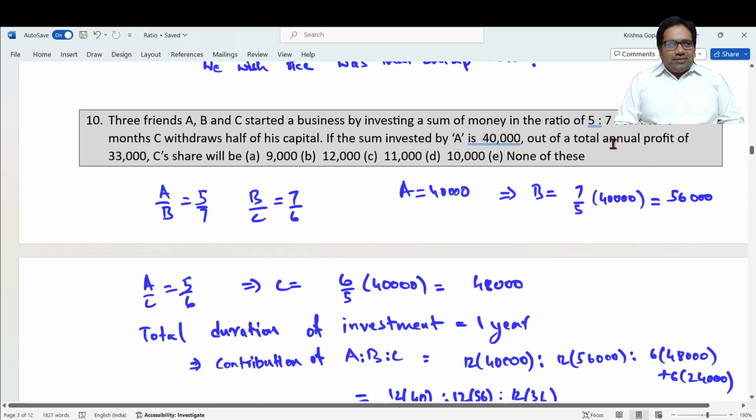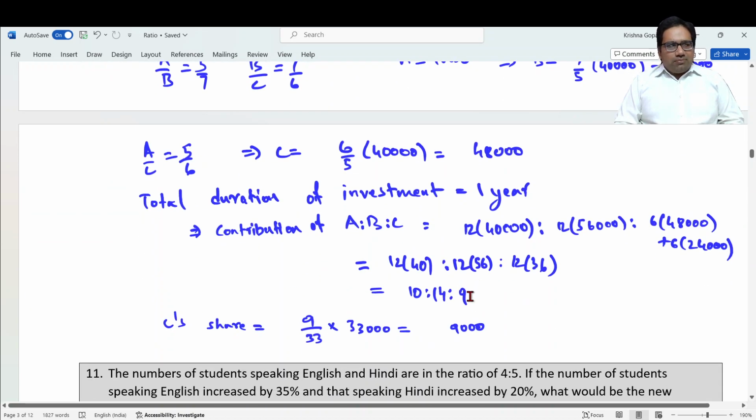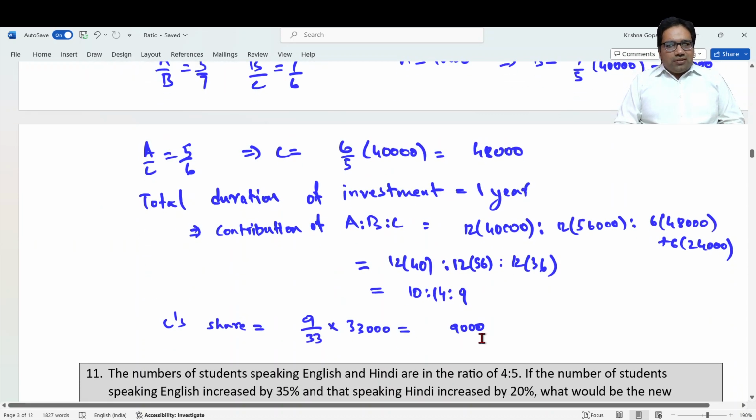So now what is C's share? C's share will be 9 by 10 plus 14 plus 9, 9 by 24 plus 9, 33. 9 by 33 into what is the total profit? 33,000. This equals 9,000. C's share is 9,000.